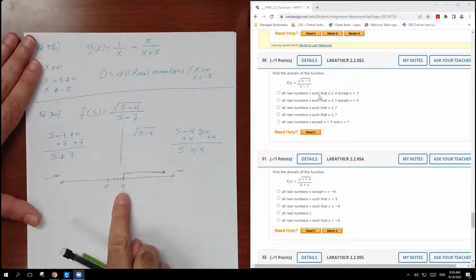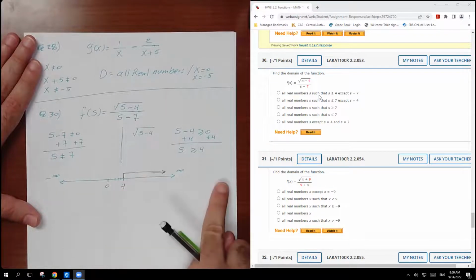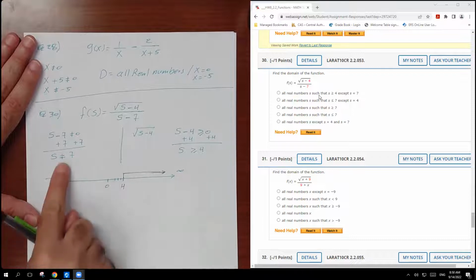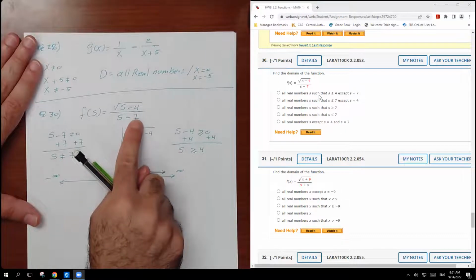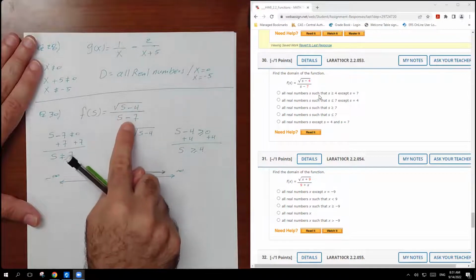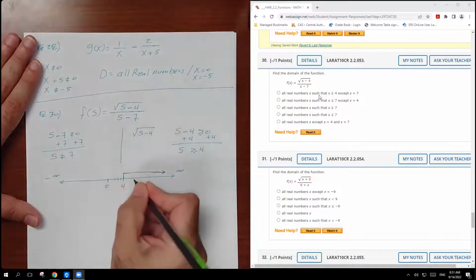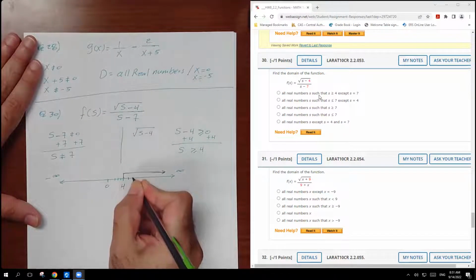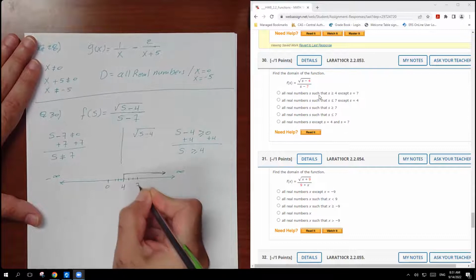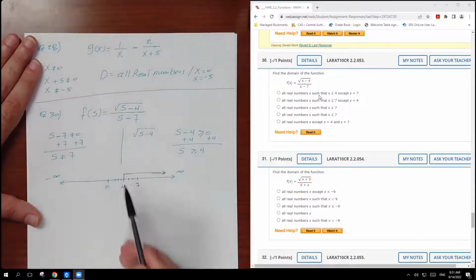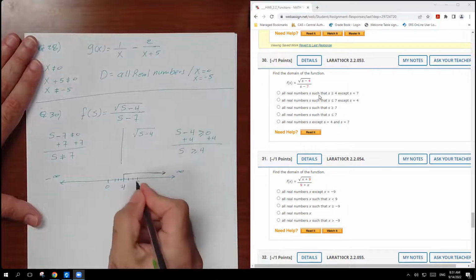That means my domain started from 4 to infinity, but I can't choose 7. Because if I choose 7 in the domain, it is going to make a problem here. 7 minus 7 is going to be 0. Any number divided by 0 is going to be undefined. That means you check the 7 exists here. 4, 5, 6, 7. Here is the 7. So I can choose all the numbers here because they belong to this one, except this number, the 7.